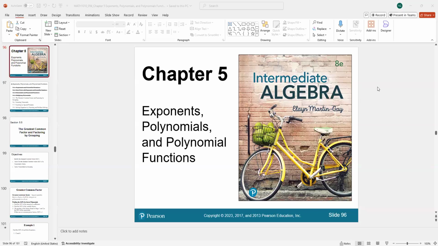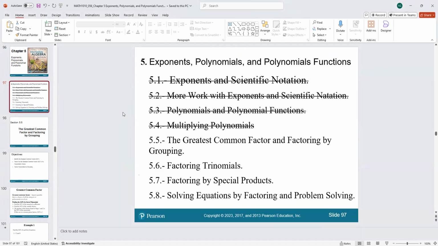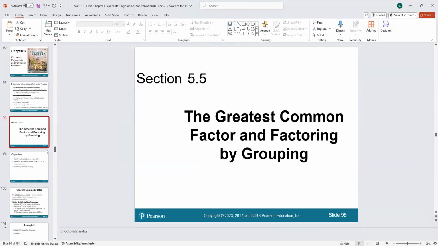In this video, we're going to continue with chapter 5, exponents, polynomials, and polynomial functions. In this particular video, we're going to take a look at section 5.5, the greatest common factor and factoring by grouping. If by any chance you missed 5.1 through 5.4, exponents and scientific notation, polynomials and polynomial functions, multiplication of polynomials, I strongly advise you to go back and watch the previous video. This video, our focus is on the greatest common factor and factoring by grouping.